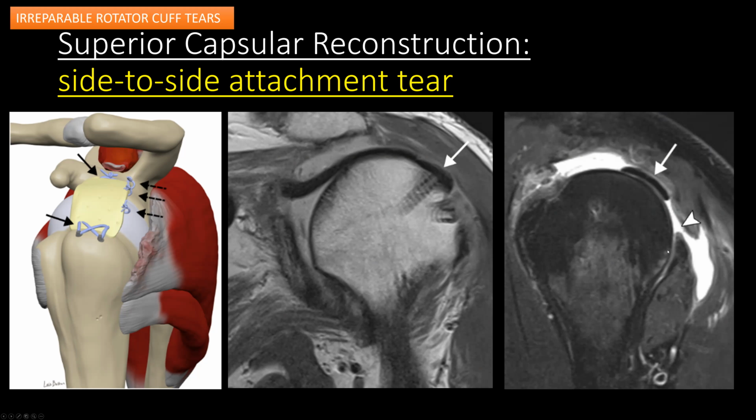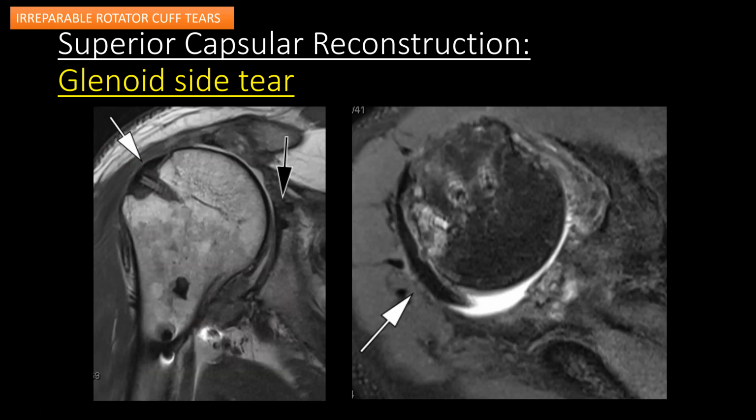You notice that the location of the graft is not at the superior humeral head. It's basically posterior superior, covering the posterior superior aspect of the humeral head. And technically, this graft is not functioning as the superior capsule. So it is important to check the position of the graft on the sagittal as well.